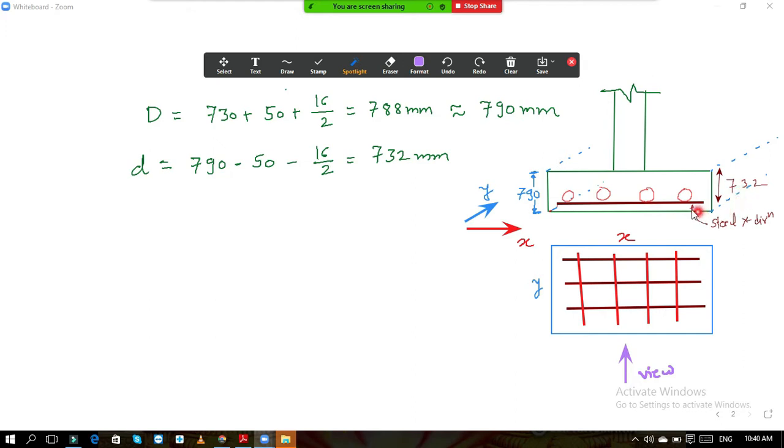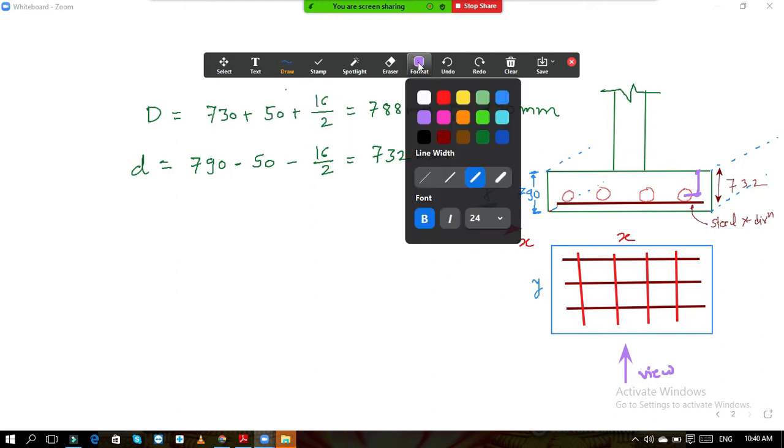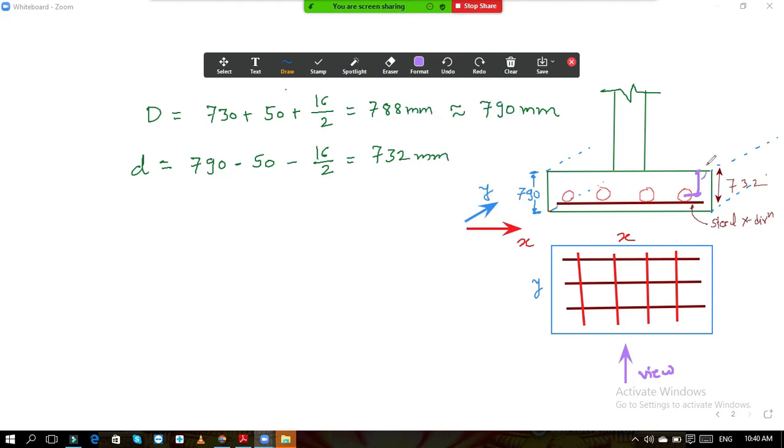So now this 732 depth is for steel in x direction. For steel in y direction, from this point you need to go up to the center of this point. So this is your depth for the steel in y direction. The total is 790. From that you have to minus clear cover, that is 50 mm. Then you need to minus this bar in x direction, which is 16 mm. And then again minus half of this bar diameter. So that is what I want to tell you over here.